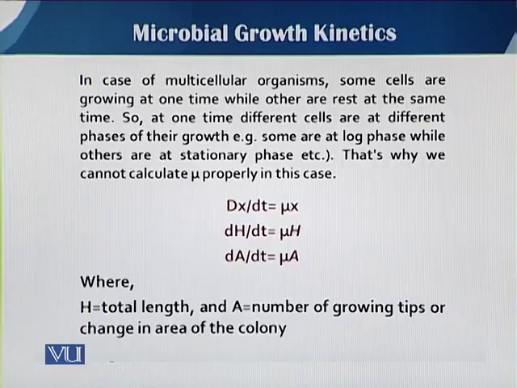So as we say, dx over dt is equal to mu x, while dh over dt, the change in height divided by the change in time, can be written as mu h. Sometimes the growth only happens in an area, so we can write the change in area, dA over dt, equal to mu a. Here h is the total length and a is the number of growing tips or the change in area of the colony. By using these equations, we can easily calculate mu.